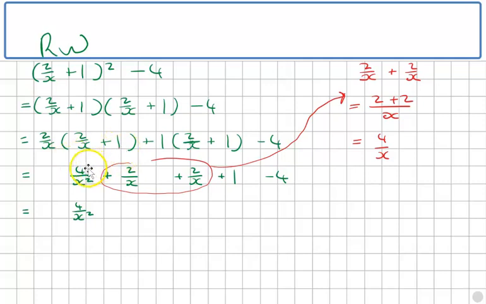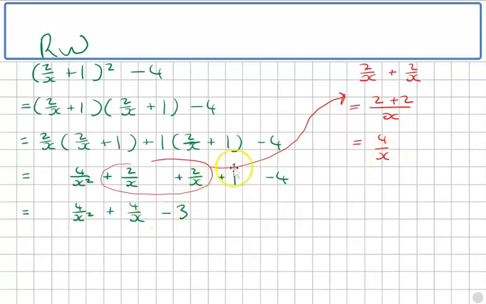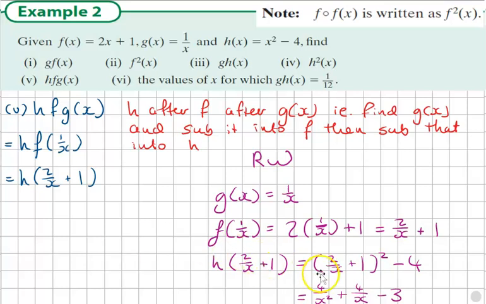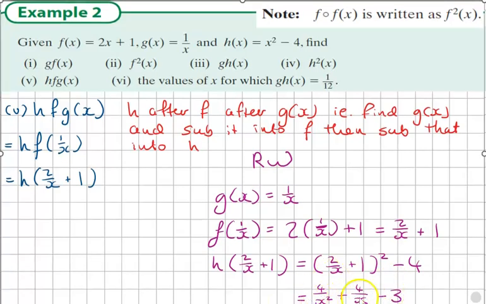So we're going to bring down the 4 over x squared, and now we have to add these two like terms together. So 2 over x plus 2 over x, our common denominator is x. So we get 2 plus 2 as our numerator, which is 4. So we get 4 over x. And then 1 minus 4 is minus 3. So we have our rough work done. We can now go back to the question. So as the previous slide showed, we have 4 over x squared plus 4 over x minus 3. And that's our final answer.